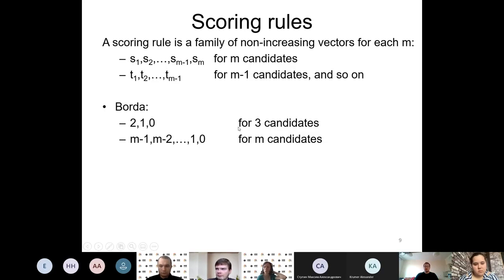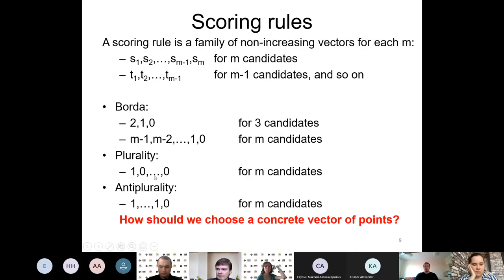Borda is just 2, 1, 0 for 3 candidates, and so on, m-1 to 0 points for m candidates. Plurality is always 1, 0, 0, and anti-plurality is always all ones, but only 0 points for the last position. So the main question in our paper is how we should choose a concrete vector of points for a particular application.